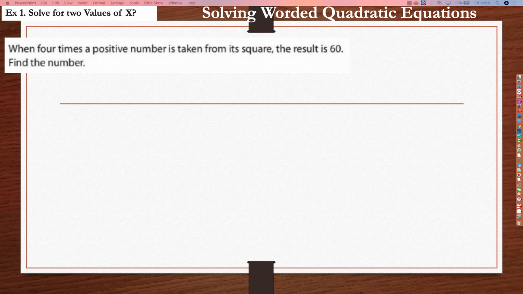So, when 4 times a positive number is taken away from its square, the result is 60. Find the number. We have to create a quadratic equation from this. Anyone, any idea how I'm going to do this?